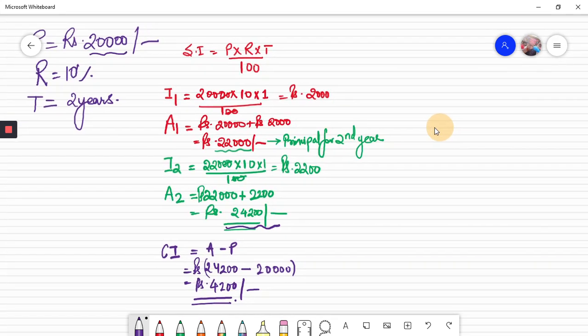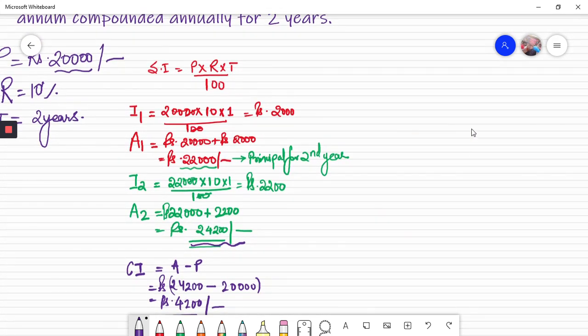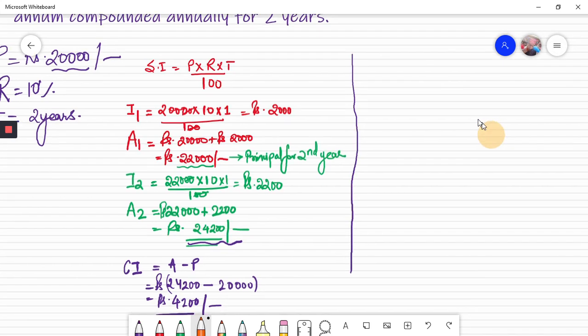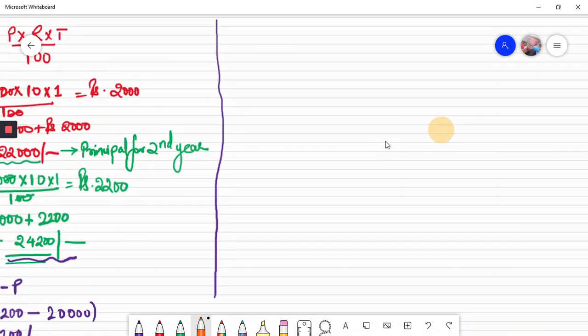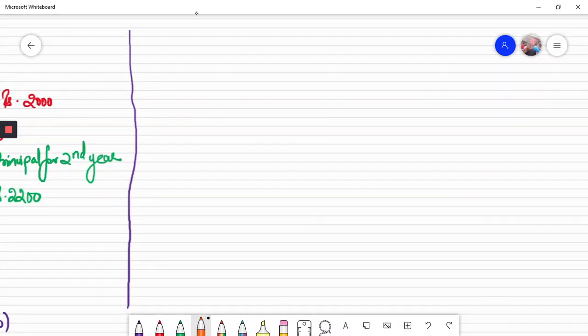So now the next process, that is using the formula. Now the formula for calculation of compound interest will be given as, first we're going to calculate the amount, or you can directly calculate compound interest as well. So amount will be equal to principal into 1 plus r by 100 raised to the power n, where the usual meanings are, this is amount, this is principal, this is rate of interest, and this is time.